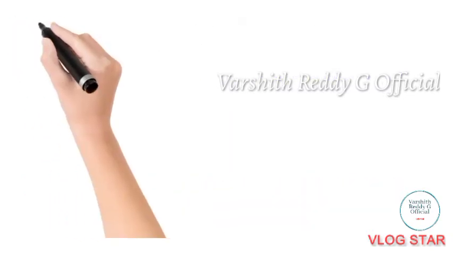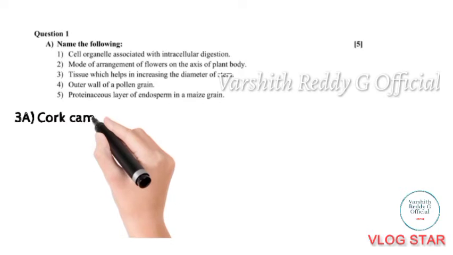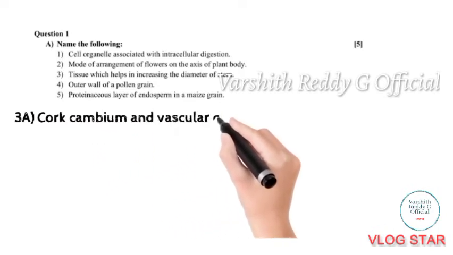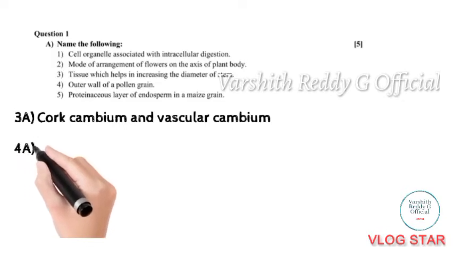Let's move on to the third question. The tissue which helps in increasing the diameter of the stem. The answer is cork cambium and vascular cambium. Fourth question. The outer wall of a pollen grain. The answer is exine.